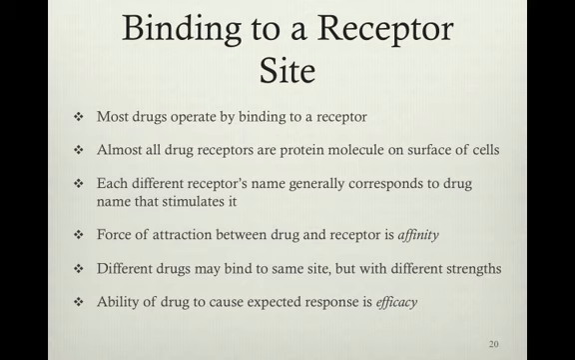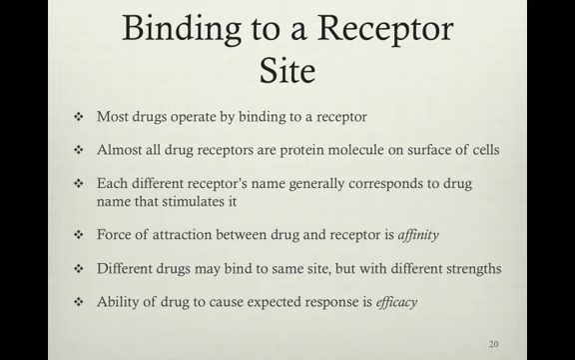Binding to a receptor site. Most drugs operate by binding to a receptor. Almost all drug receptors are protein molecules on the surface of the cells. Each different receptor name generally corresponds to the drug that stimulates it. The force of attraction between the drug and the receptor is the affinity. Different drugs may bind to the same site, but with different strengths. The ability of the drug to cause an expected response is its efficacy.